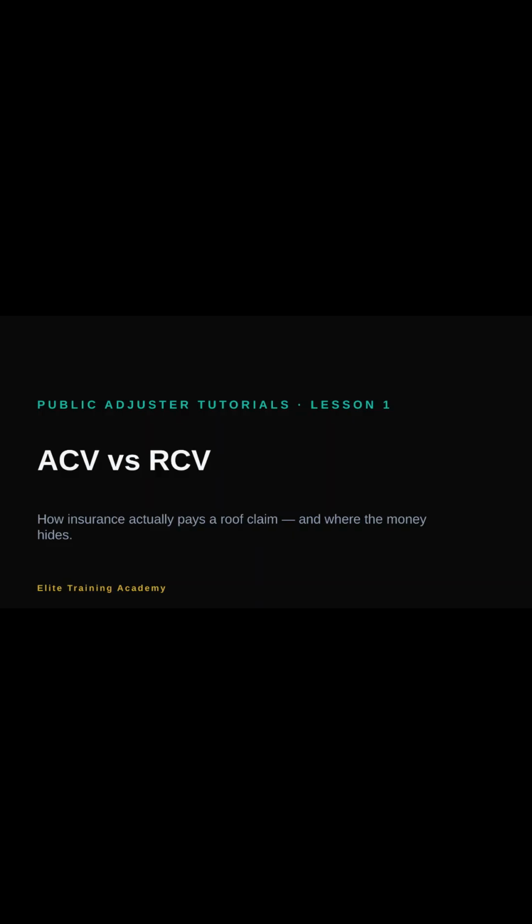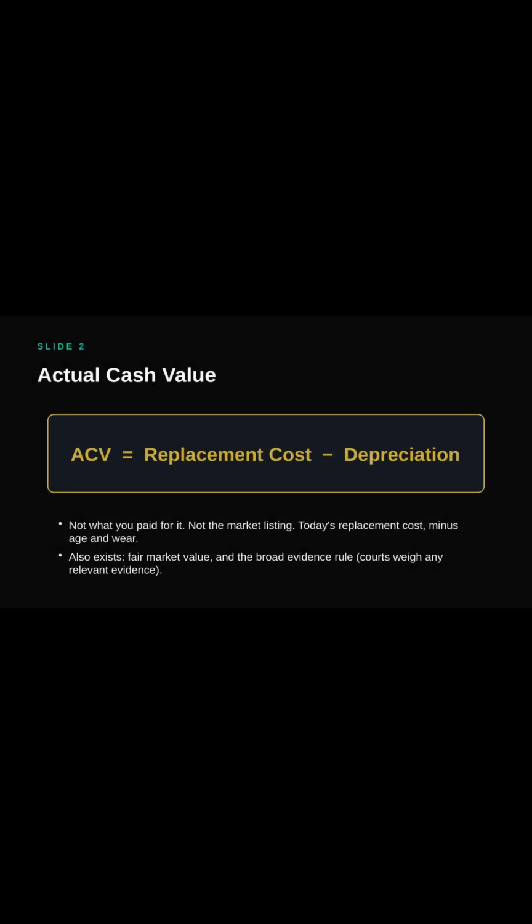So how do you compute depreciation? The standard approach is straight line over expected useful life. The depreciation rate is the item's age divided by its expected life. A 10-year-old composition shingle roof with a 25-year expected life is 40% depreciated. Simple as that. Adjusters carry useful life tables in their heads.